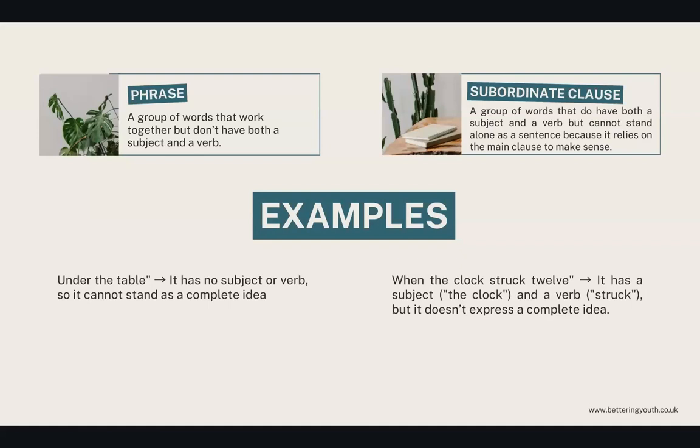But if I went up to your mom or to your child and I said, when the clock strikes 12, what would their reaction be? They would be like, and what happens next? Because it's not a complete thought.